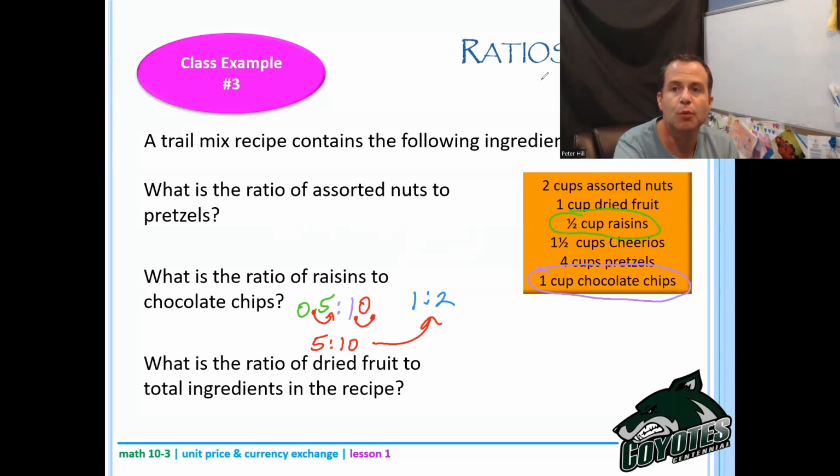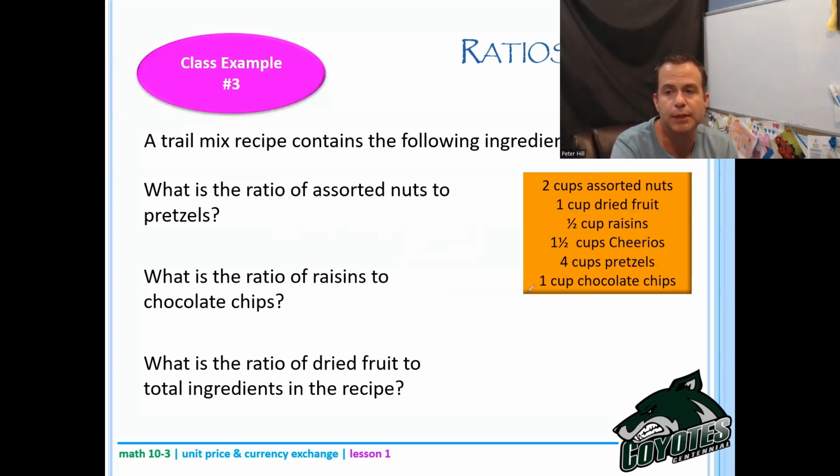What is the ratio of dried fruit to total ingredients? Dried fruit is 1 cup, so 1 to something. Now, for the total ingredients, you have to include the dried fruit in there, because it is part of the total. So all of those are the total. Let's add those up together. I'm going to make this friendly. I'm going to add the 1.5 with the half right away, because I know that makes 2, and then I don't have to deal with fractions.